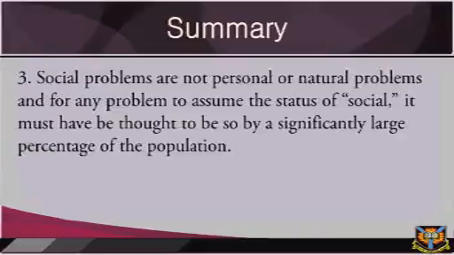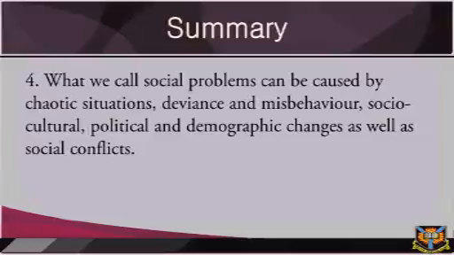Social problems are not personal or natural problems, and for any problem to assume the status of social, it must be thought to be so by a significantly large percentage of the population and must be believed to have created an undesirable difference between social ideal and social reality. What we call social problems can be caused by chaotic situations, deviance and misbehavior, social, cultural, political, and demographic changes, as well as social conflicts. Social problems go through five stages or phases: discovery, confirmation, prevention, eradication, and implementation stages.